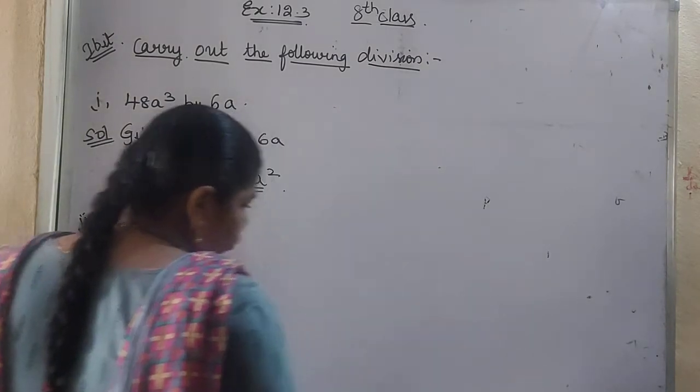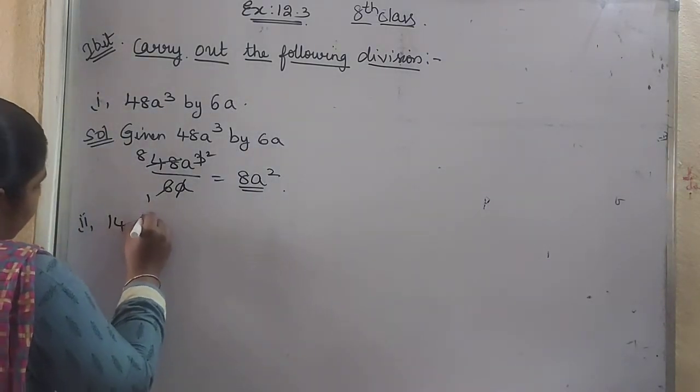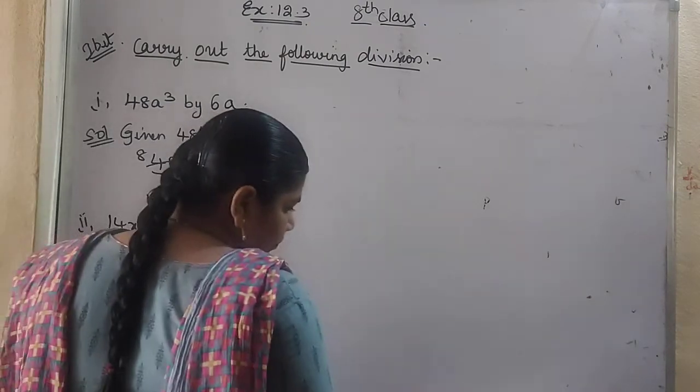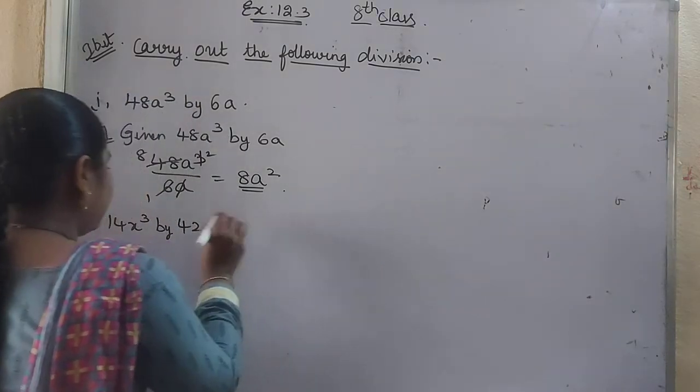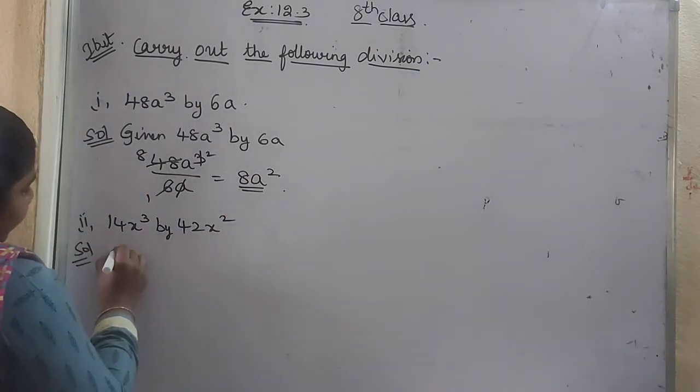Second one is 14x cube by 42x square. So division again.